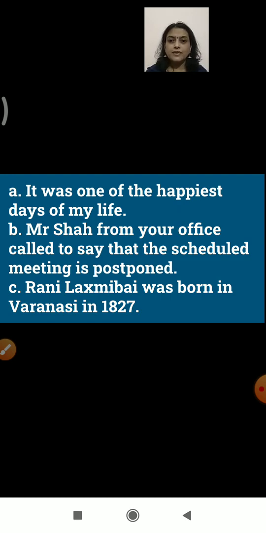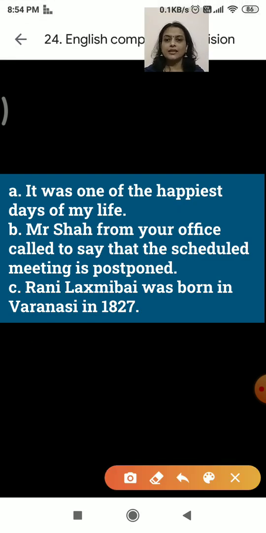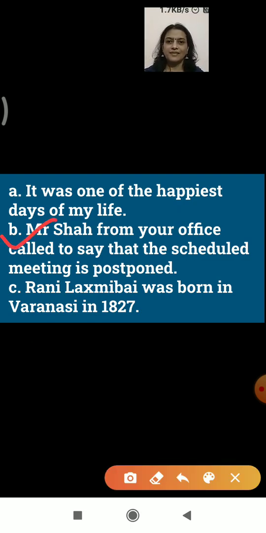Then the B option, Mr. Shah from your office called to say. So this line clearly tells us that it is a part of telephonic conversation, right? And the C option, Rani Lakshmi Bai was born in Varanasi in 1827. Again, it is part of the essay, right? Narrative essay. If the essay is about Rani Lakshmi Bai, then we'll include that, right? There is no need to include this point in our telephonic conversation. So the answer here is option B. Mr. Shah from your office called to say. Let's see. Now the next one.